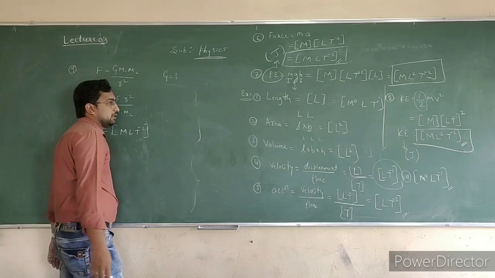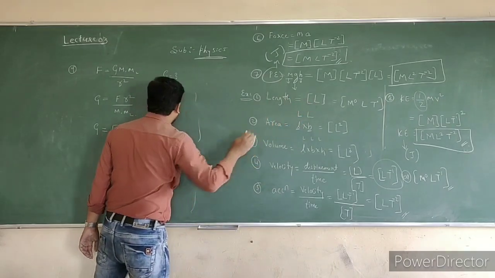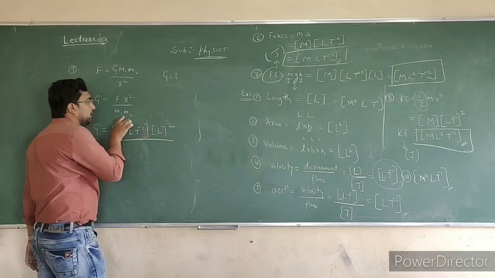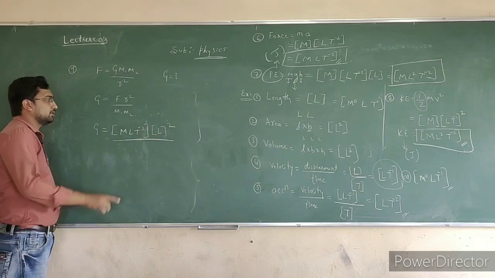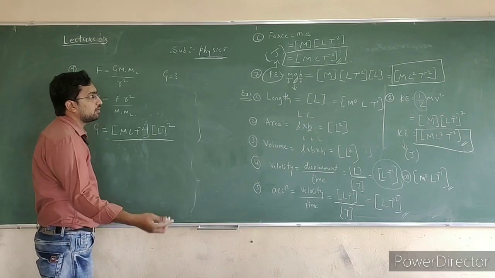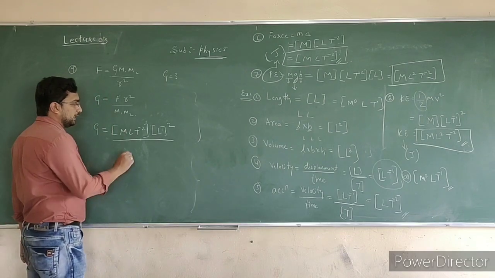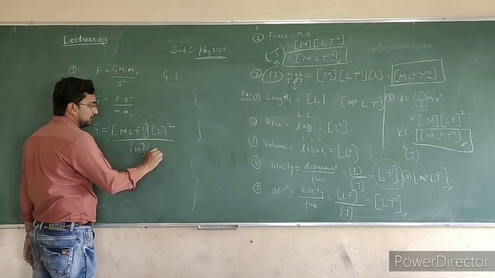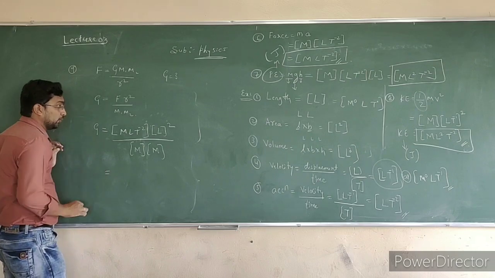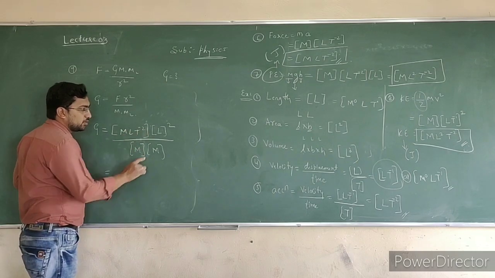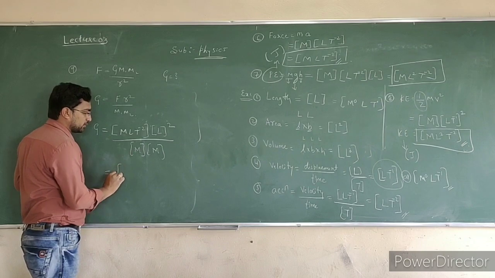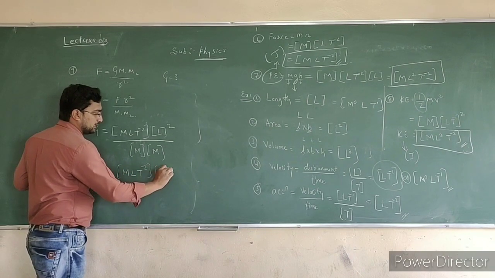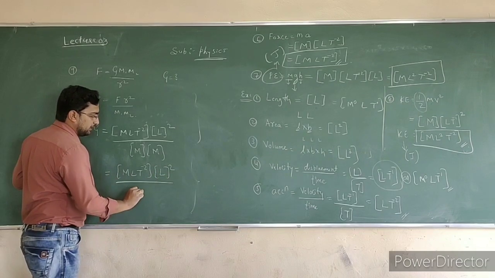So distance, the dimension formula for distance is L. So this is L square divided by m1 and m2, the masses. The dimension formula for mass is capital M, so that is M square, or capital M into capital M. So then this is equal to M L T to the power minus 2, L square divided by M square.